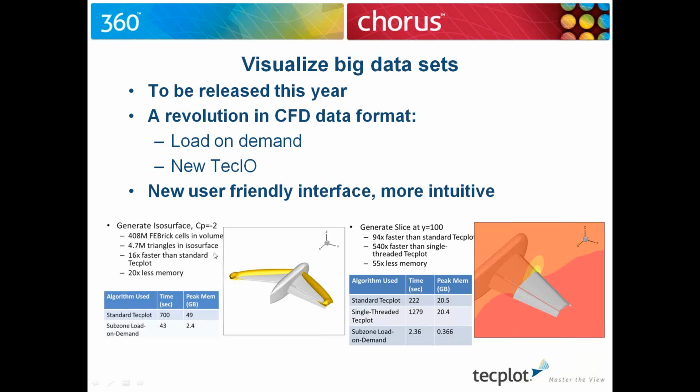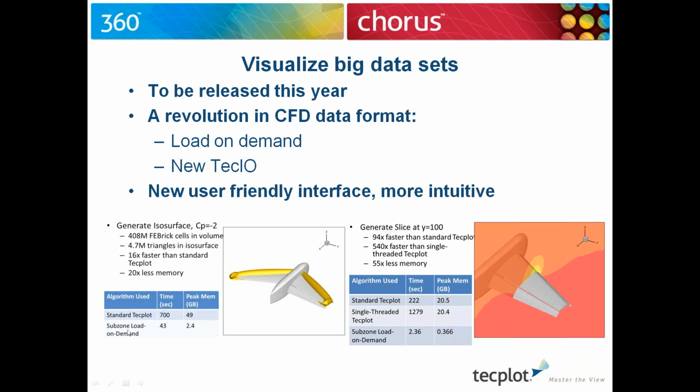So here on my slide are some results from Tecplot Incorporation benchmarks. It's about 400 million cells. It's a plane in a flow, basically, and as you can see, the time has been significantly reduced. On the left part, it's the display of an ISO surface on the wings. With the standard Tecplot, it takes around 700 seconds to load. With the new load on demand, it's only 43 seconds.